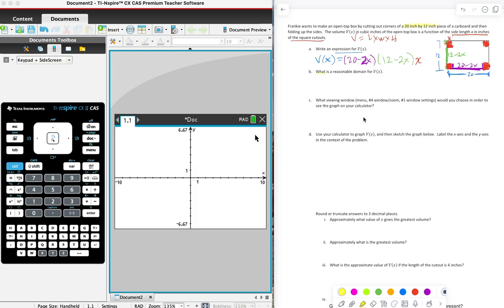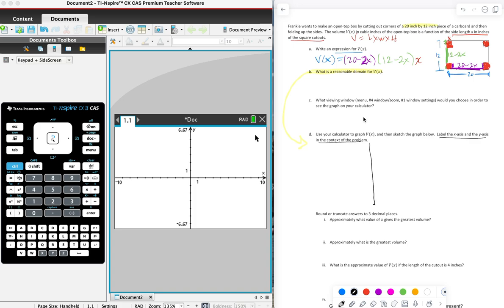Now, I would actually encourage us to just pause for a moment and maybe skip down here to the graph, because I think if we graph it based on all of the knowledge we've learned so far in this unit, that it will help us to determine what a reasonable domain is. So I'm going to go ahead and start with the graph. So I'm going to do letter D. It says use your calculator to graph v of x, and then sketch the graph below. Label the x and y axes in the context of the problem.